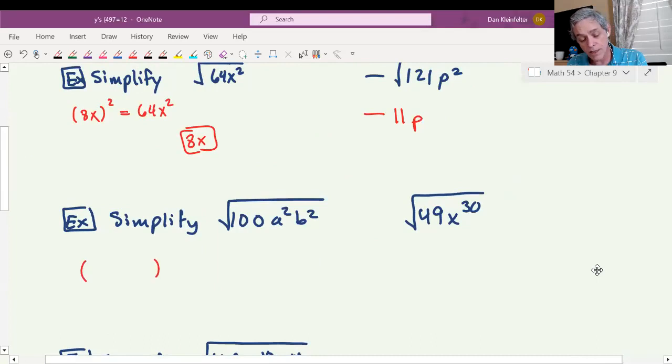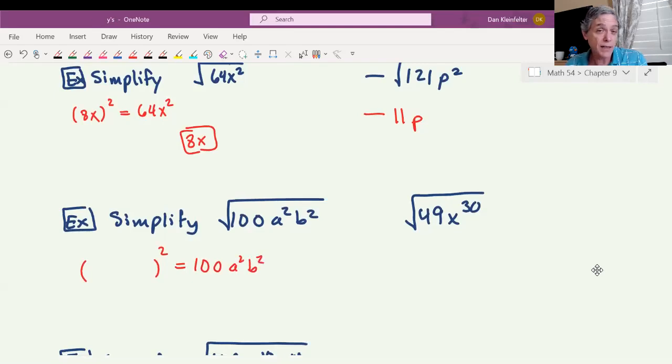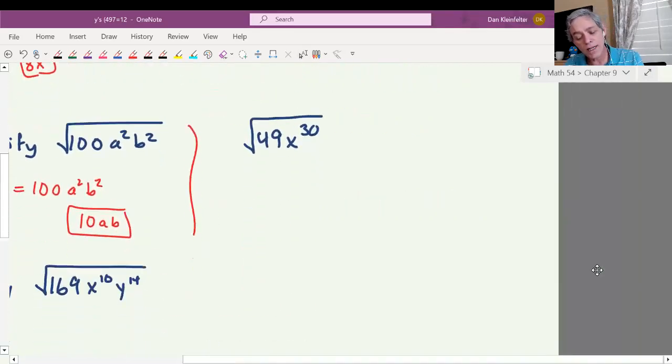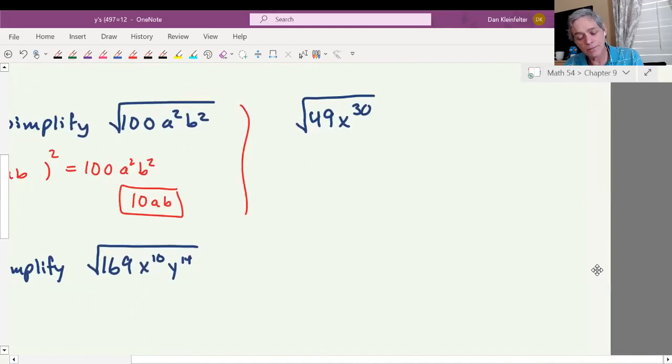Okay, the next one has 2 variables in it, but that's okay. We're looking for something that when squared will give 100 a squared b squared. The part about the 100, that will be 10. 10 squared is 100. And then we'll need ab. 10ab is going to be the square root of 100 a squared b squared.